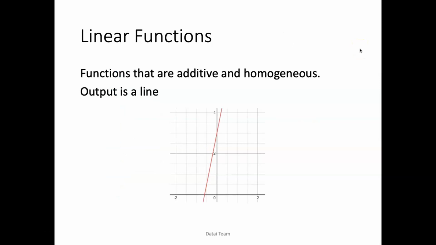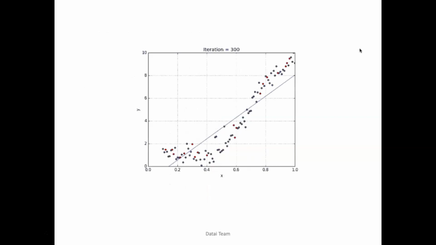We have two types of functions. There are linear functions and nonlinear functions. Linear functions are functions that are both additive and homogeneous, and the output of the function is a line. As you can see here, we have a segment of a linear function, and they are very important for machine learning and data science, and there is so much more to learn about them other than calculus. So to learn about linear functions, you should check out our linear algebra course, because that's where we teach linear functions in detail. Here we have an example of a linear function.